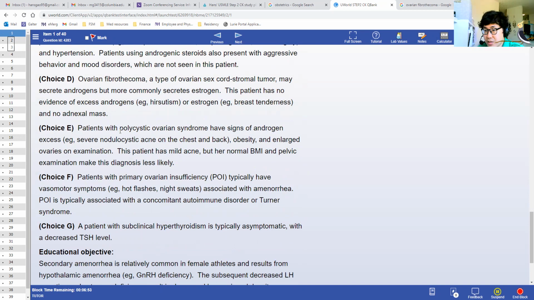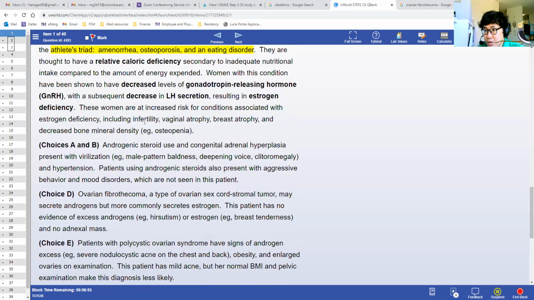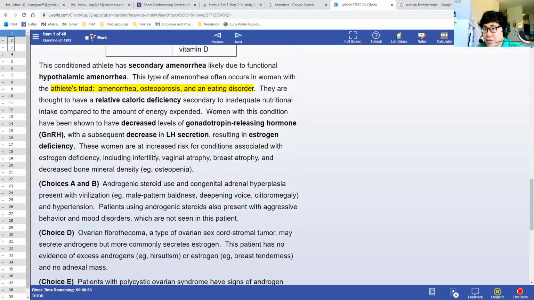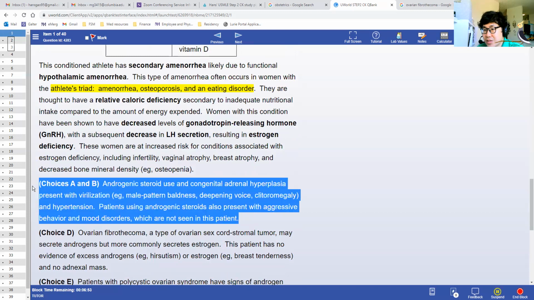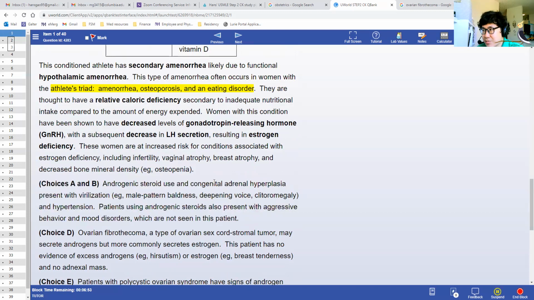And it seems like anabolic steroids, why was that ruled out? Let's see. They can cause hypertension and virilization. They also cause aggressive behavior and mood disorders. Okay, but whatever. So it doesn't actually say why not. I guess it's more likely to cause hypertension and aggression. Okay.